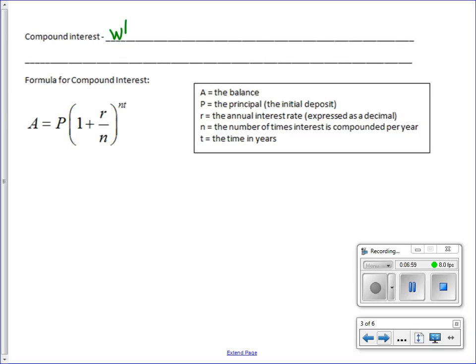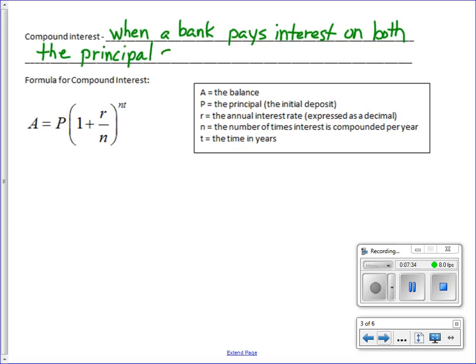when a bank pays interest on both the principal, or the deposit that you have, the money that you've put into the bank. Okay, on both the principal and the interest already earned.